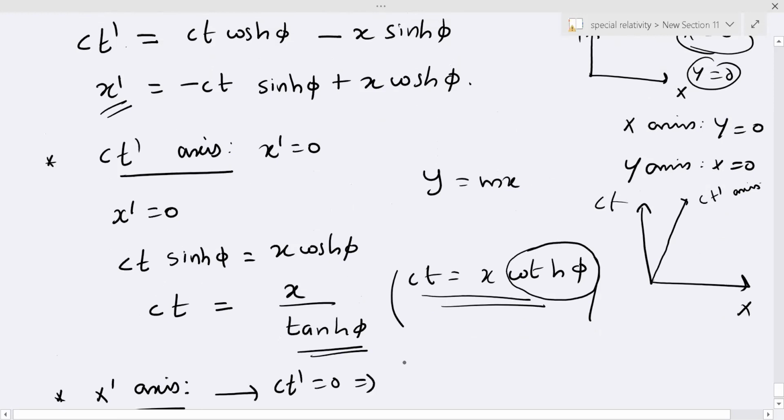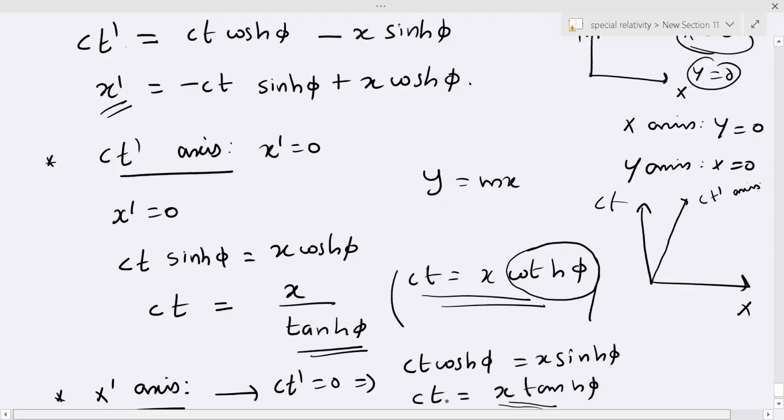This means that this is the equation given by CT cosh phi is equal to x sinh phi, or CT is equal to x tanh phi, right? So we see that this has exactly the same slope only with respect to the other axis. This is CT, and this is also a straight line, y is equal to mx plus c, where the slope is tanh phi, and tanh phi is equal to CT by x, or x by CT is equal to tanh phi. You see that this line corresponds to a straight line which goes like this.